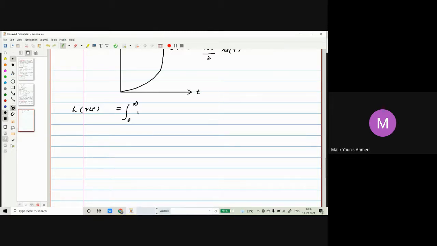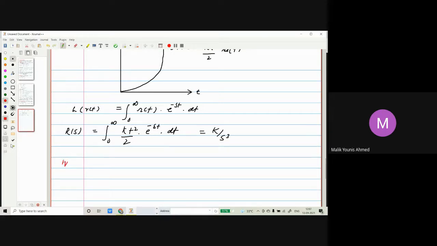For the Laplace transform, integrate r of t multiplied by e raised to power minus st, so R of s will be the integral from 0 to infinity of k t square by 2 multiplied by e raised to power minus st. Again we have to go by integration by parts, and the result of this is k by s cube. So if k is 1, then it will be 1 by s cube. I think you can solve this integration, it is simple mathematics.